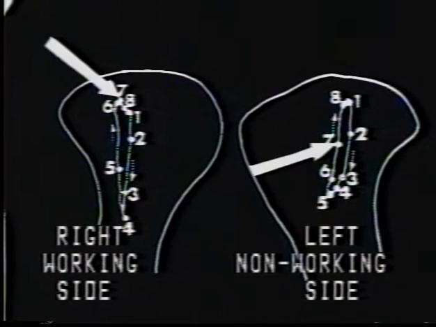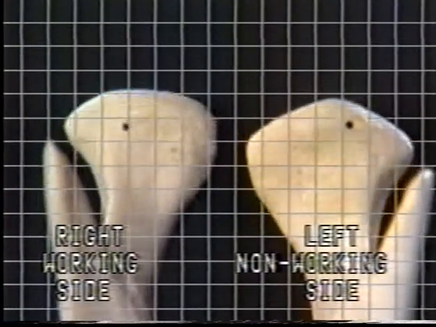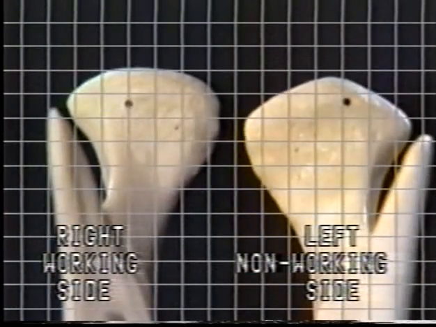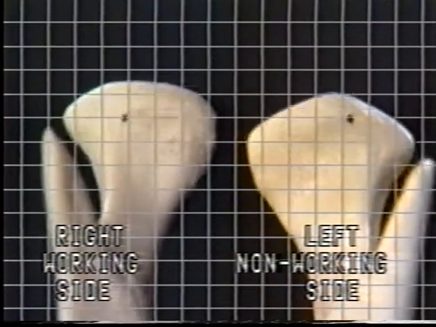At point 7, the working condyle is already at its most posterior position, while the non-working condyle at point 7 is still moving posteriorly and laterally toward its intercuspal position. Now it is easy to identify the variations in condyle movements.